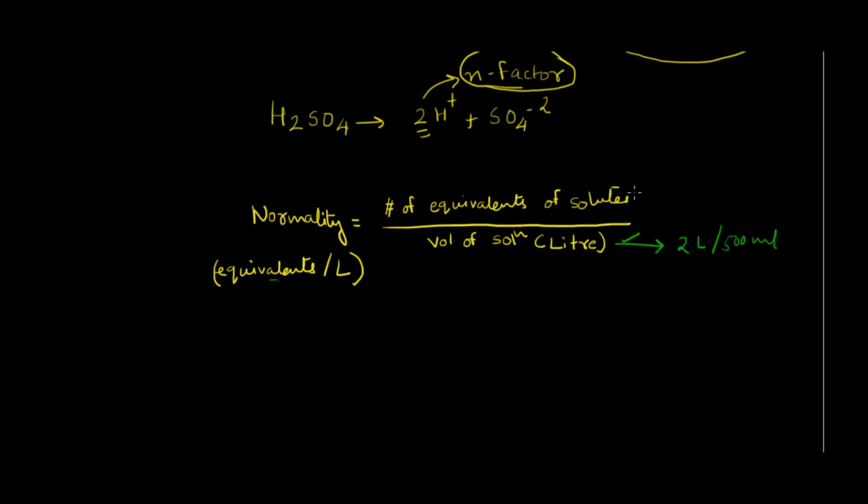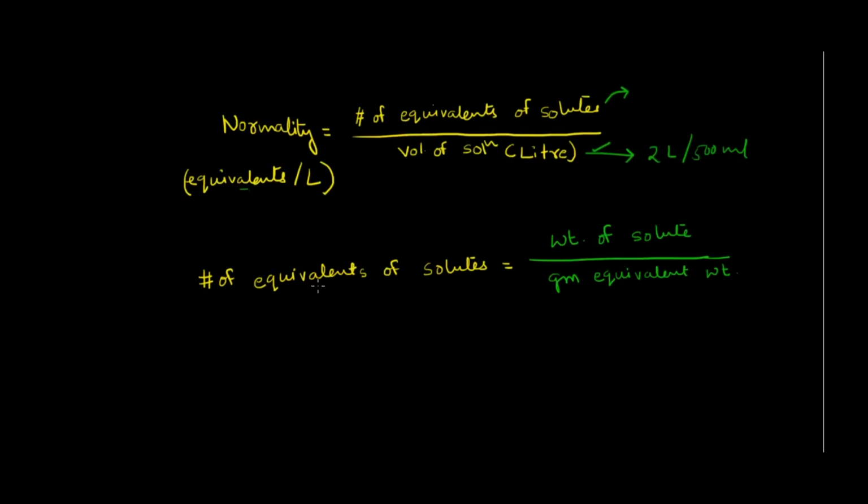But what is this equivalent of a solute? How am I going to express this? The number of equivalents would be the weight of a solute. We will take the weight of a solute divided by the gram equivalent weight. Do not get tense seeing all these big terms. Once I explain it and put it in a formula, believe me, it's going to be really easy. But just understand this as of now. The number of equivalents of a solute can be obtained when you take the weight of a solute and divide this by the gram equivalent weight. Okay. Now what is this weight of a solute?